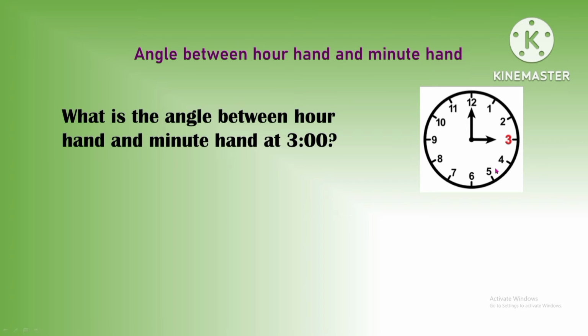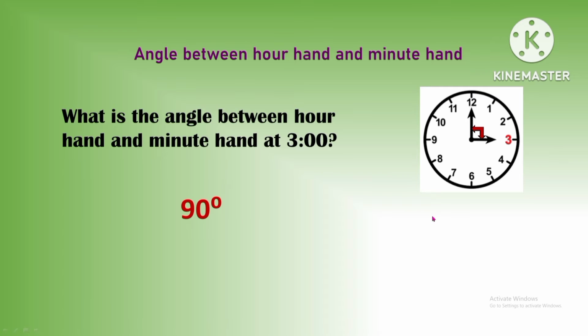If you observe the picture carefully, you can see the angle between the hour hand and minute hand is a right angle. So it's not necessary to apply any formula or shortcut trick. We can directly write the answer as 90 degrees. So the angle between the hour hand and minute hand at 3 o'clock is 90 degrees.